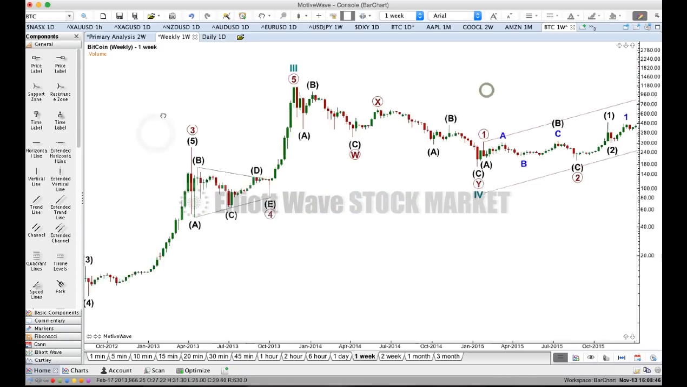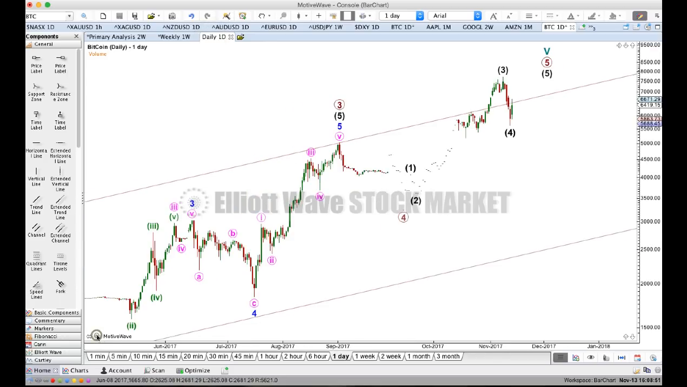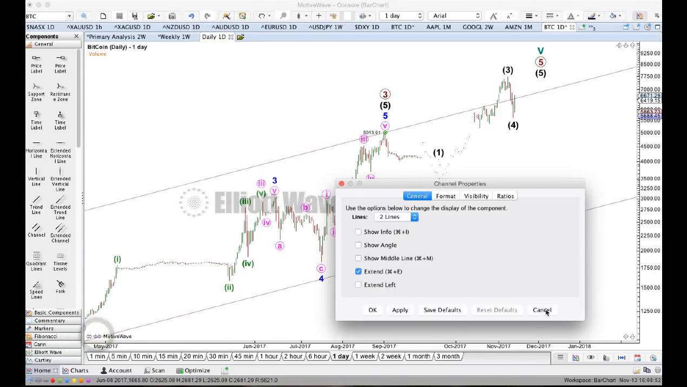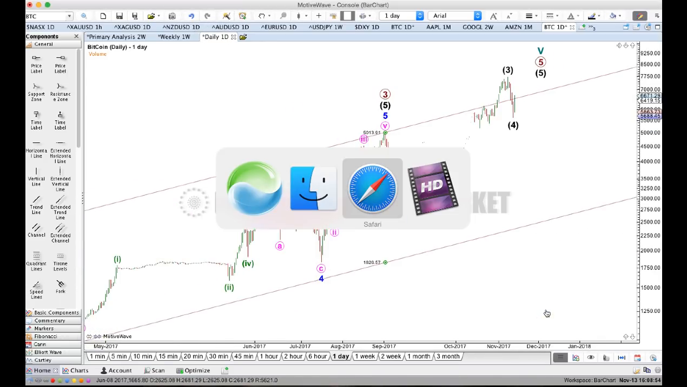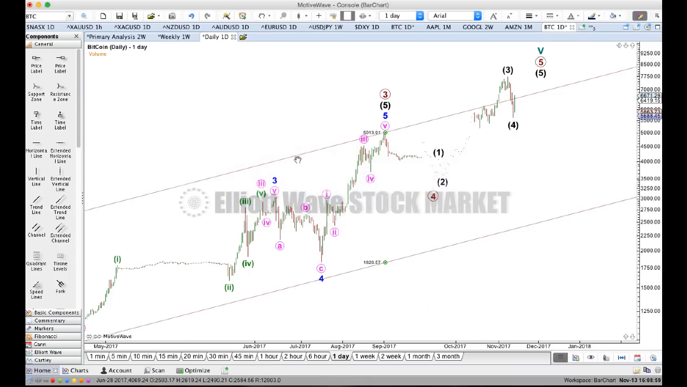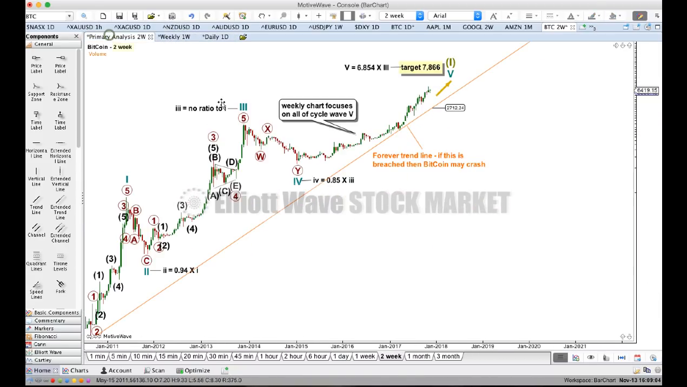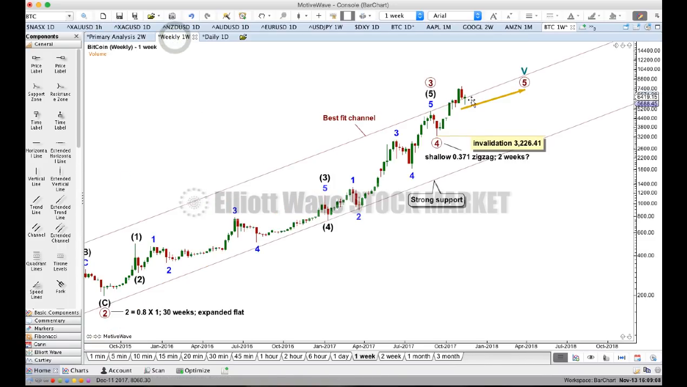No, I've just looked at the depth. Have I got any ratios in here for you? No, if I just removed all of that, I think it might be in my analysis. Okay, well, a couple of little tricks on motive wave and how to import data there, and I'm just going to stick with this target for my Bitcoin analysis of 7866 and expect at the weekly chart level that this is probably another entry point.